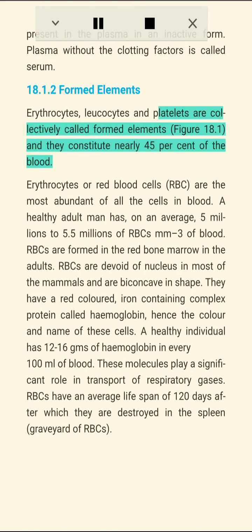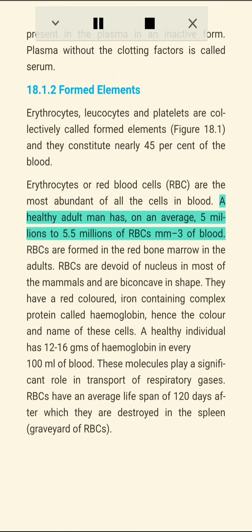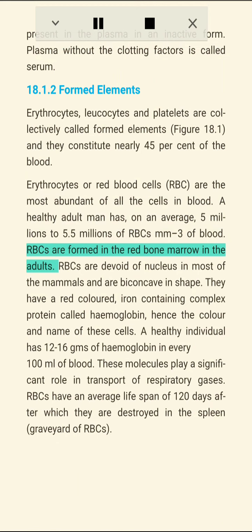18.1.2 Formed elements: erythrocytes, leukocytes and platelets are collectively called formed elements, Figure 18.1, and they constitute nearly 45% of the blood. Erythrocytes, or red blood cells, RBC, are the most abundant of all the cells in blood. A healthy adult man has, on an average, 5 million to 5.5 million of RBCs per mm3 of blood. RBCs are formed in the red bone marrow in the adults.